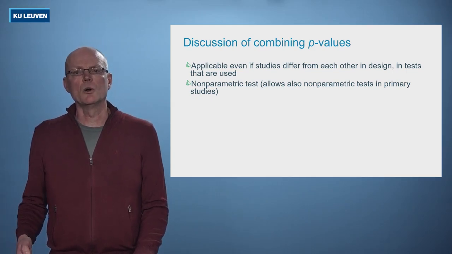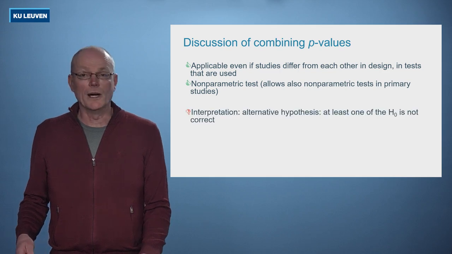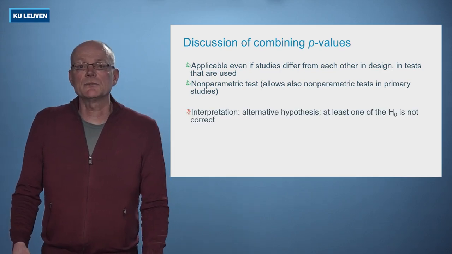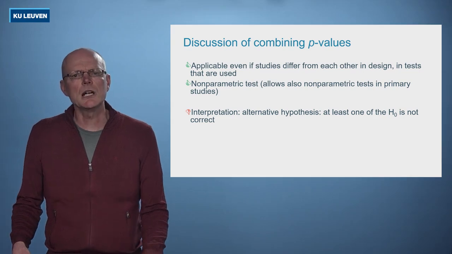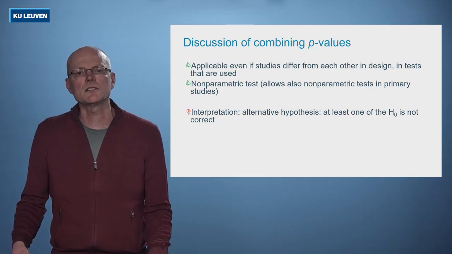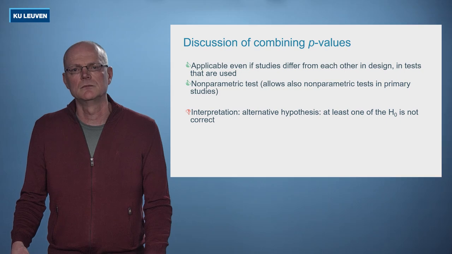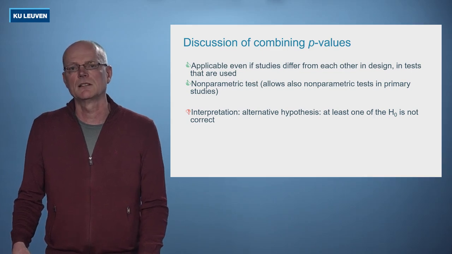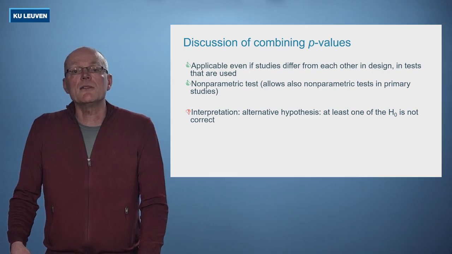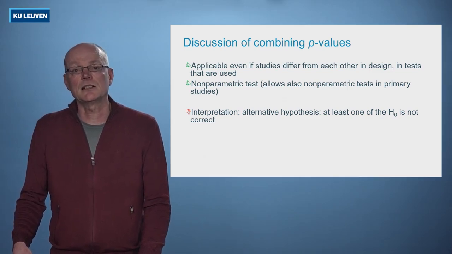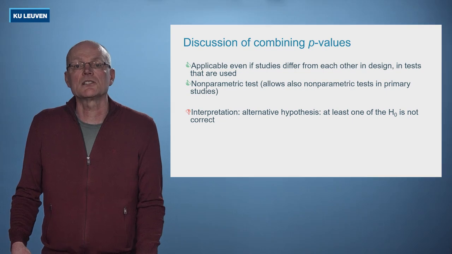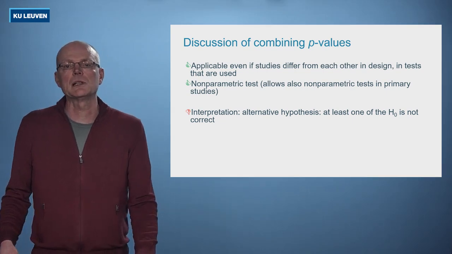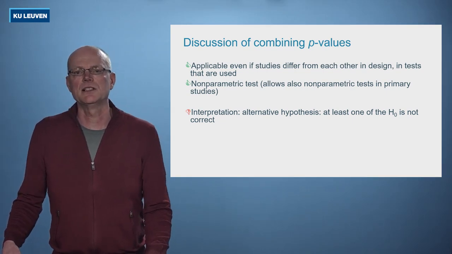There are, however, also drawbacks. One drawback is that the interpretation of the results is not straightforward. The null hypothesis is that in all individual studies, the null hypothesis is true. The alternative hypothesis is that at least one of the null hypotheses is not correct. If we reject the null hypothesis, we cannot conclude that on average there is an effect. Instead, we have to conclude that in at least one of the studies there is an effect, but the procedure will not tell us in what specific studies there is an effect.